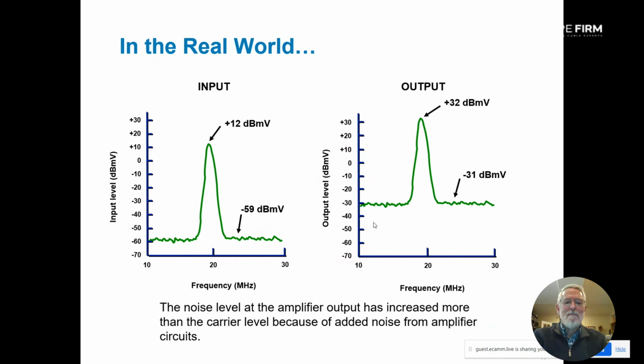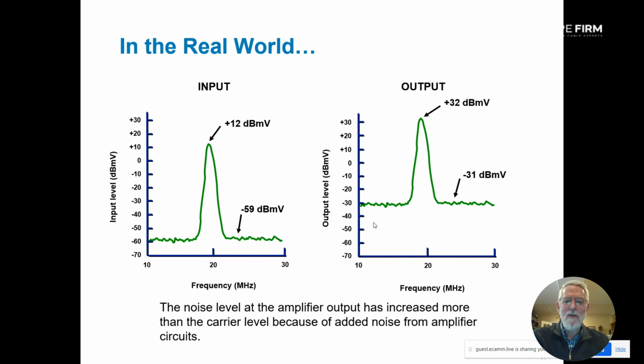So in the real world, and this makes it a bit more challenging. So we'll start at the input, and I've got a graphic here that represents what you might see on a spectrum analyzer. So we've got 12 dBmV input for the carrier and minus 59 dBmV input for the noise floor. So that's a 71 dB carrier to noise ratio. And then on the output of our 20 dB gain amp, the carrier level goes up 20 dB from plus 12 to plus 32. But the noise goes from minus 59 to minus 31. And you say, wait a minute, shouldn't that have been minus 39? Does this mean the amplifier has special circuits that amplify the noise a different amount than it does the signal? And the answer is no.